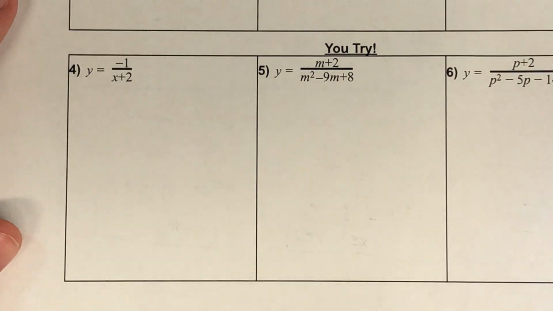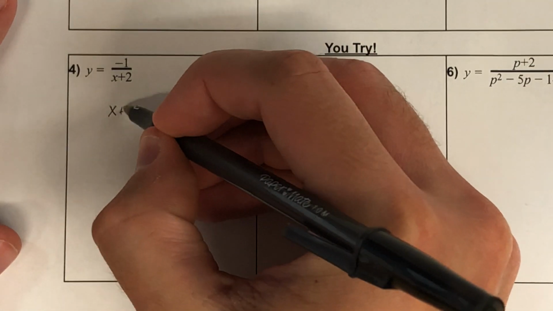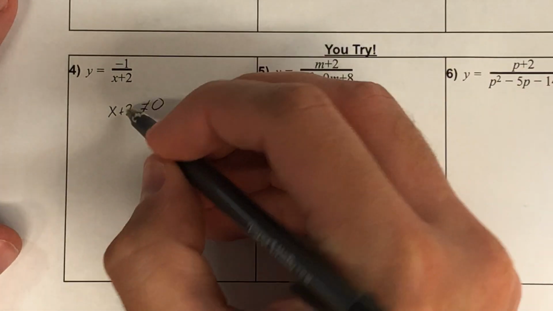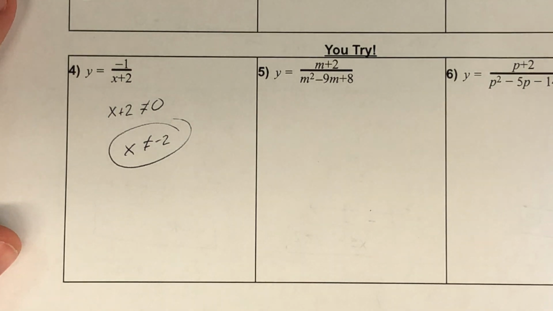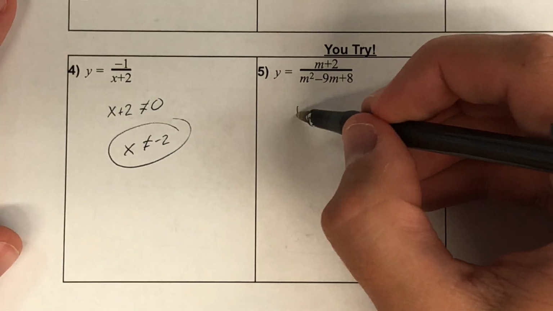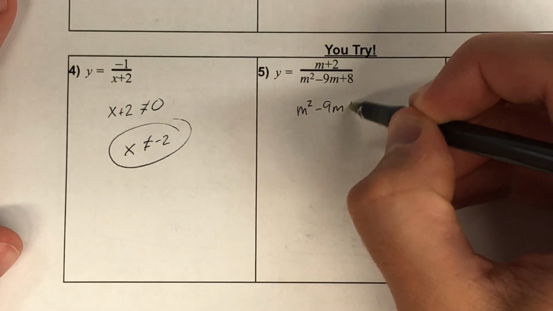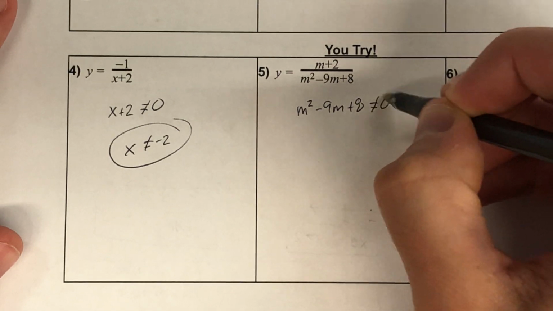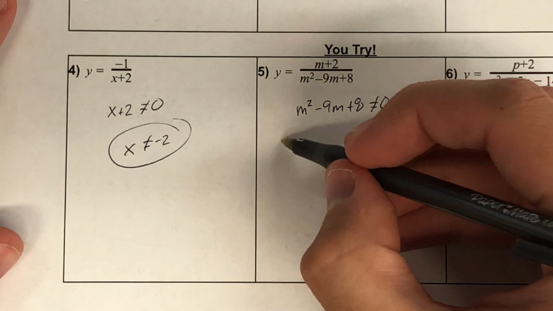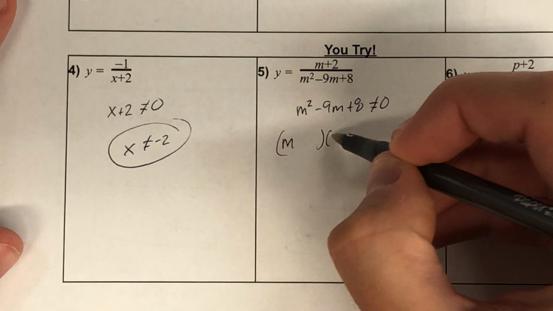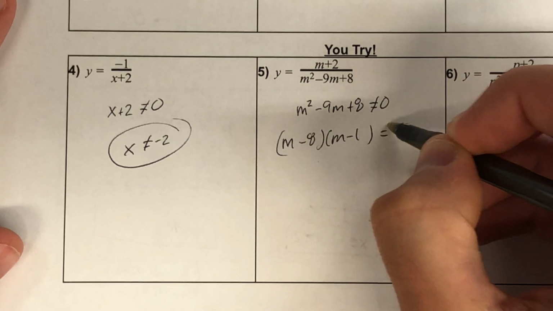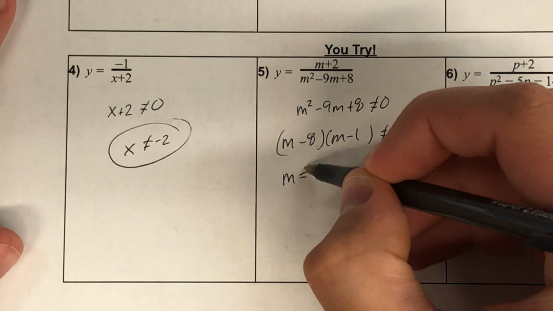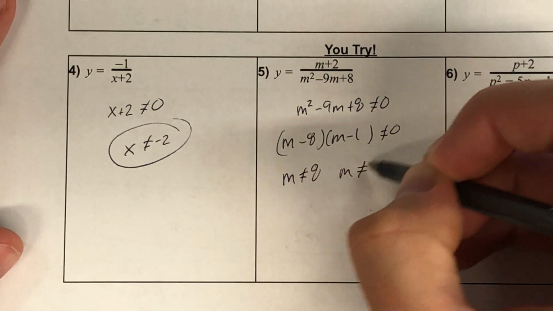Okay, we're back. So way to determine the domain, set the denominator not equal to 0, solve for x. So we get x cannot be -2. Over here, set the denominator not equal to 0. Solve for m in this case. So let's factor. So we have -8 and -1. So m cannot equal 8 and m cannot equal 1.